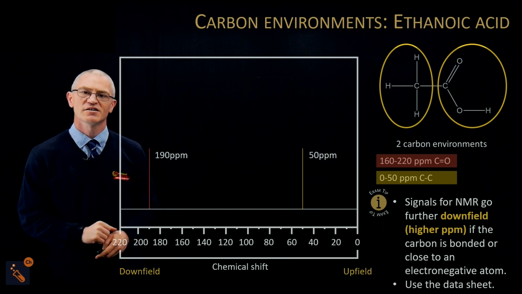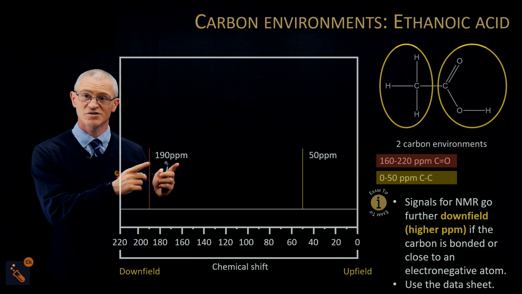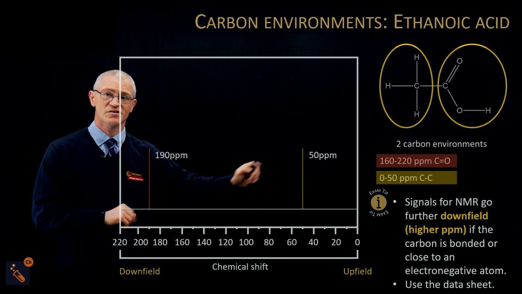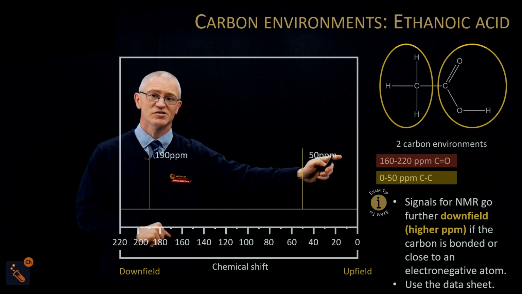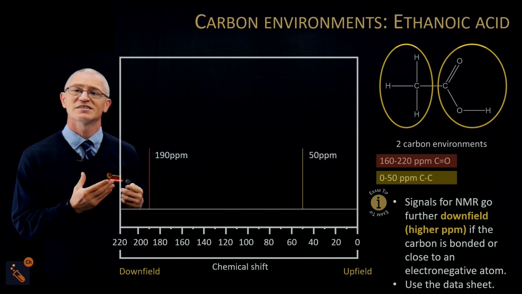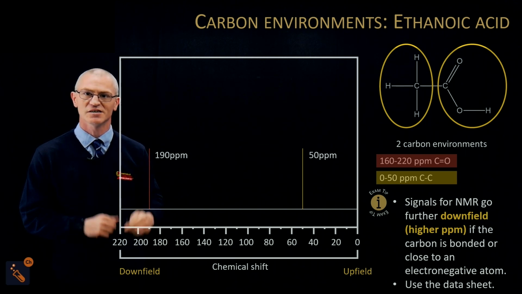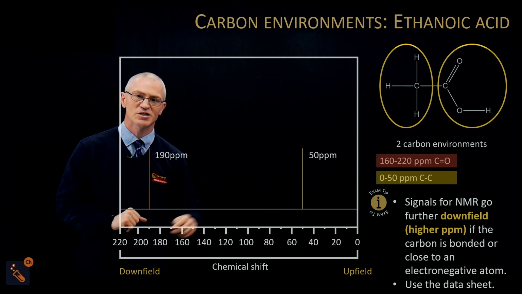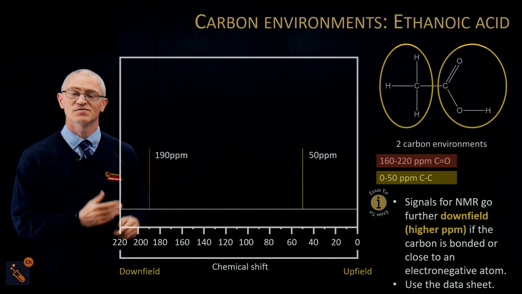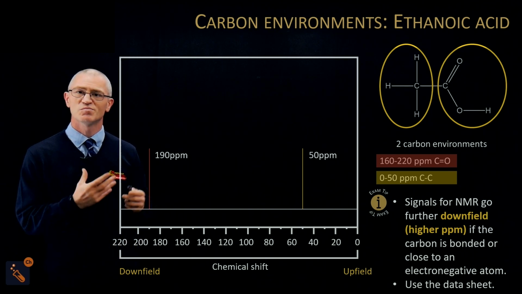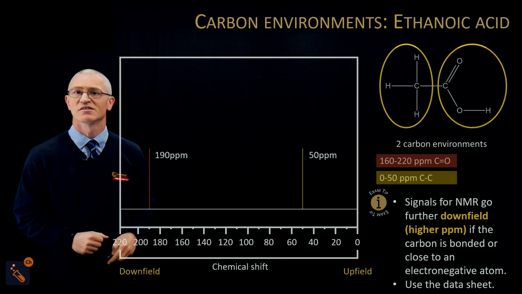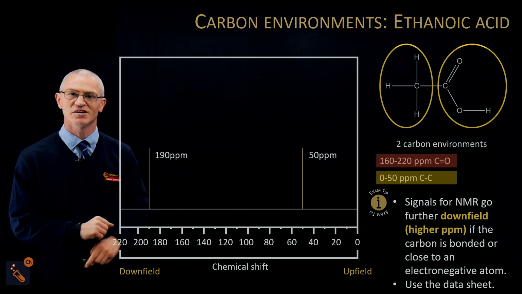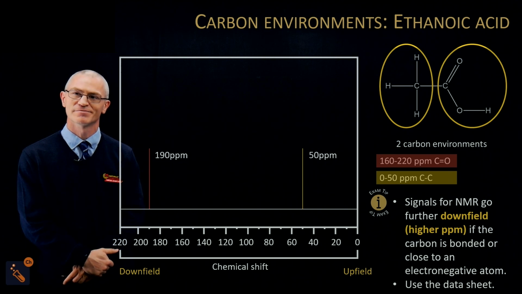And if you're ever going to do an exam, you have to say where you find the peak and in what range you find it. So I find a peak at 190, okay, and it is in the range of 160 to 220, and therefore it is a C=O. That's what you've got to state. I've got one at 50 ppm, which is in the range of 0 to 50, which is a C-C. And that would be proof, for example, that this at least should be ethanoic acid, but you might have to use other things to confirm that.